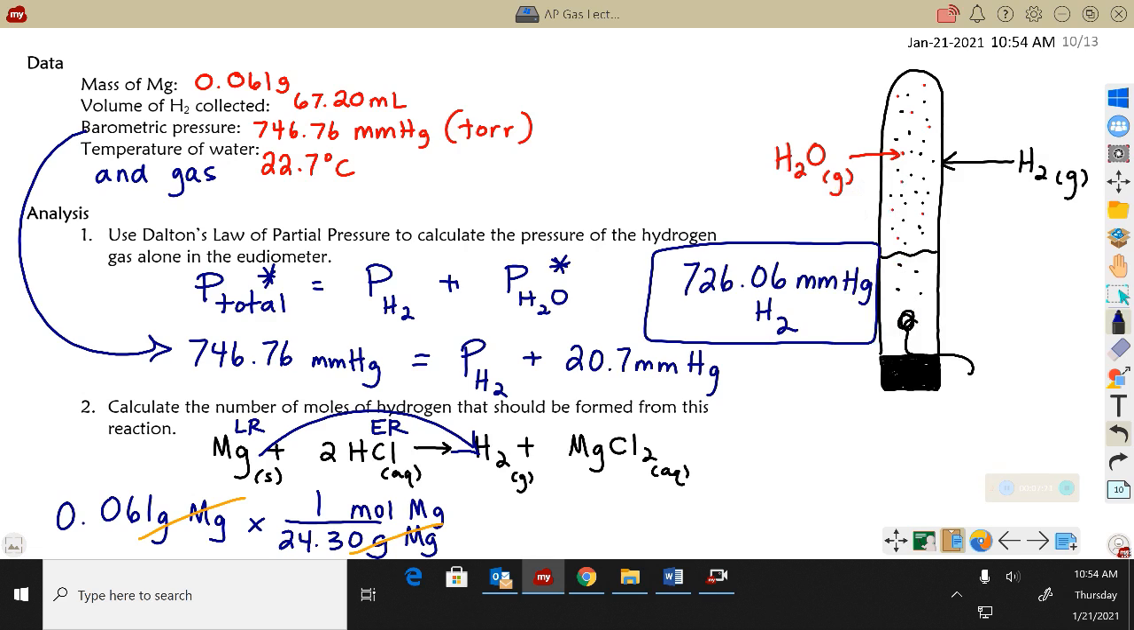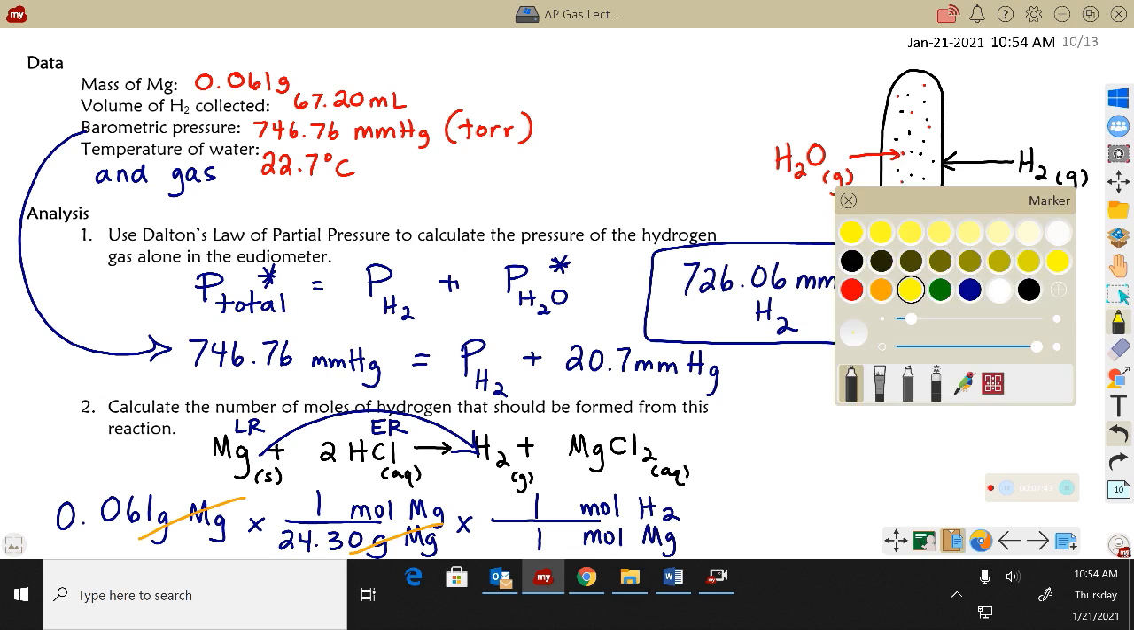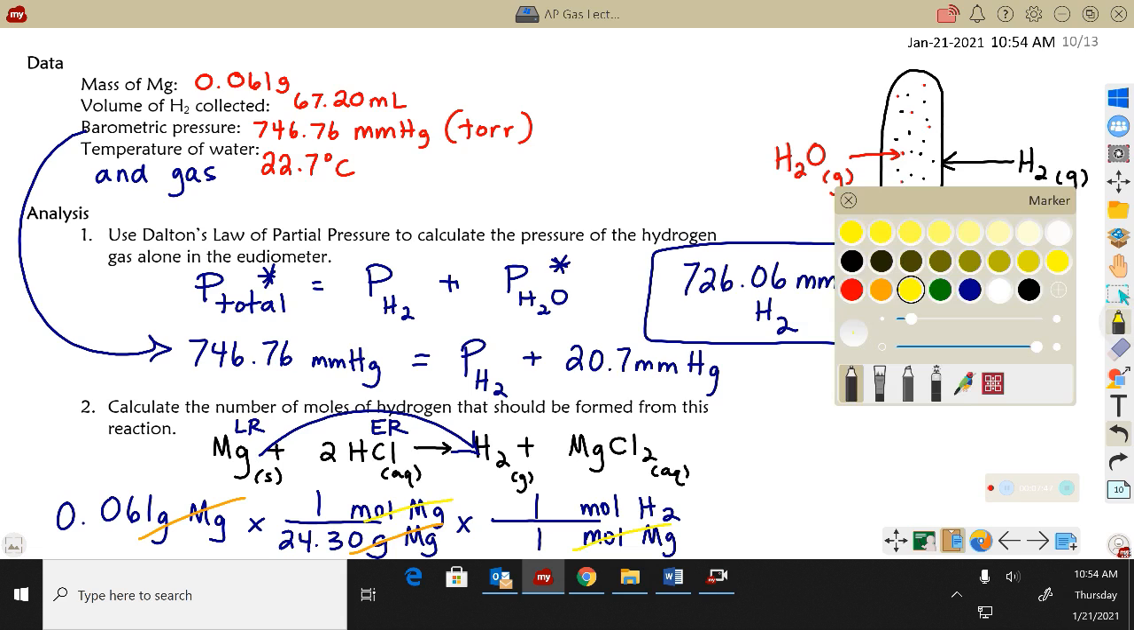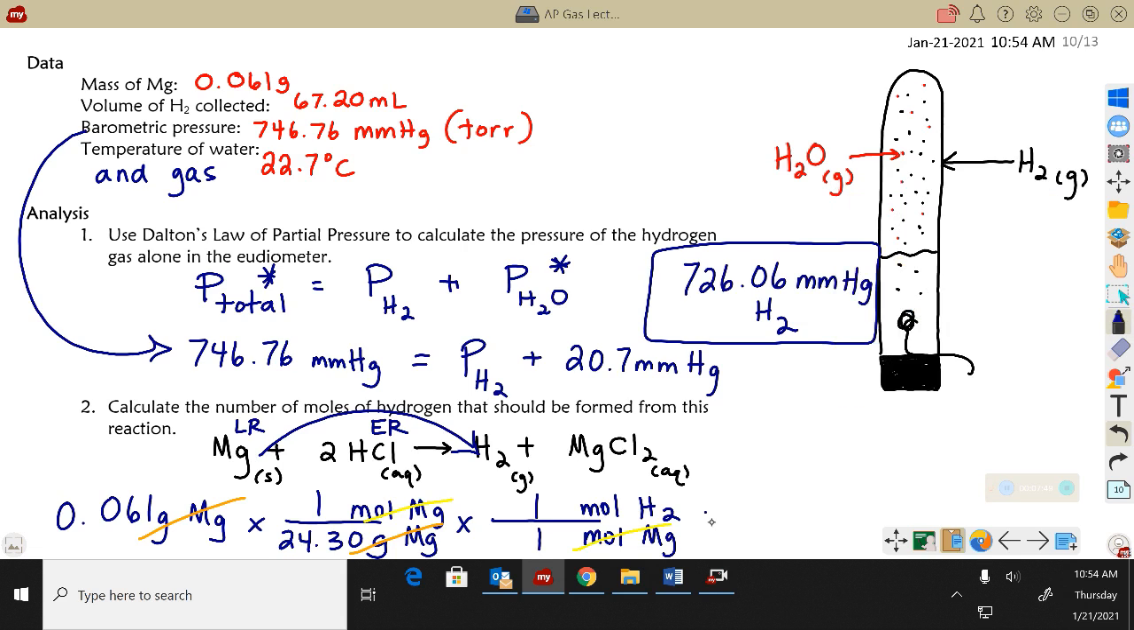which I could stop right there because I see that in the balanced equation it's a 1-to-1 ratio between the magnesium and the hydrogen. But if you just want to get it set up, then technically I'm canceling moles of magnesium and I'm switching it to what I want, moles of hydrogen. Now obviously it could be a reaction where it's not a 1-to-1 ratio. This one is, and so it's pretty easy.